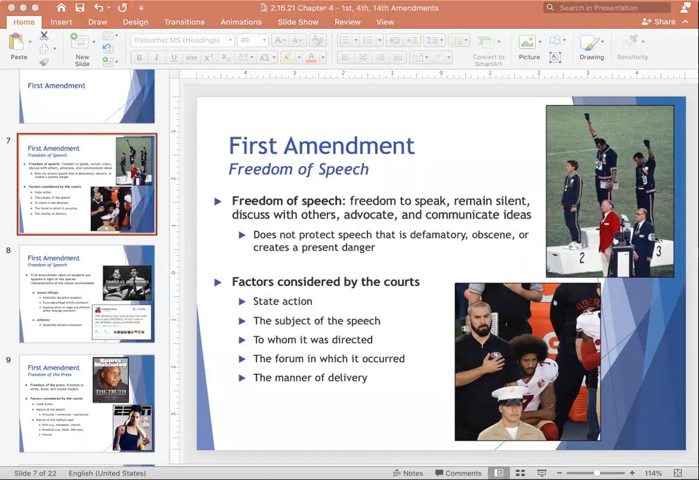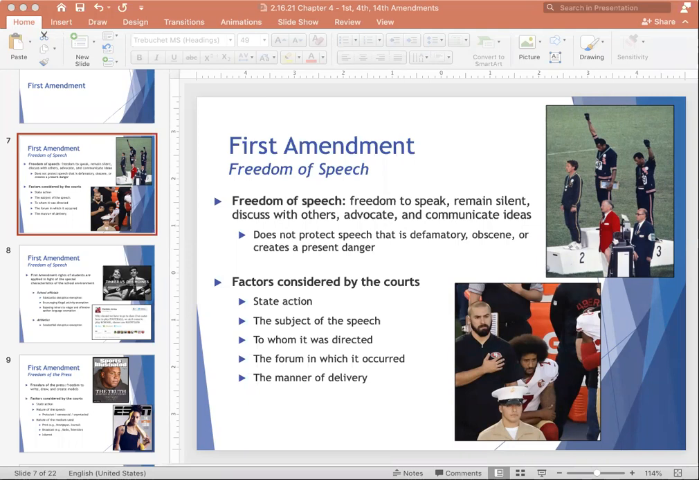And similarly, a more recent example that you'll see on the picture at the bottom of this slide is Colin Kaepernick, who back in 2016, entering his 6th NFL season for the 49ers, chose to sit on the bench during the national anthem before the 49ers played Green Bay.